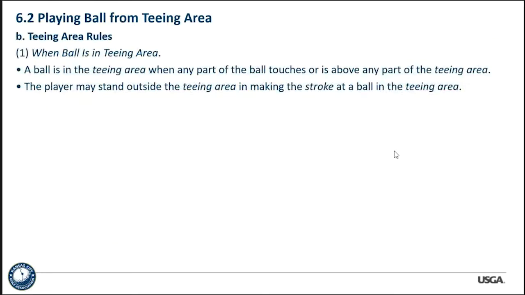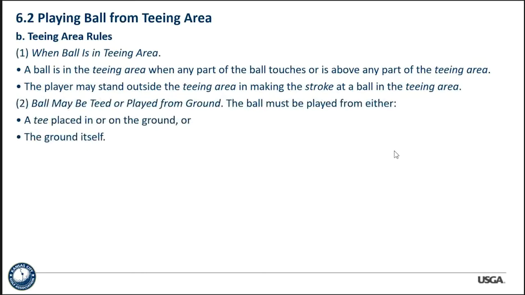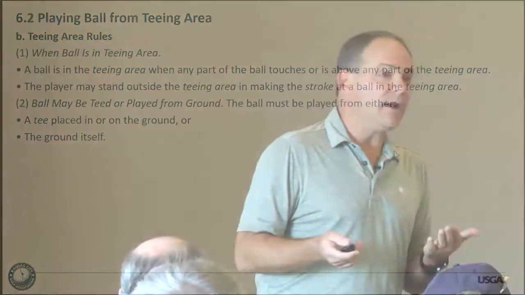A ball is in the teeing area when any part of it is touching or above any part of the teeing area. This is the same rule that it currently does. If any part of that ball is within that teeing area that is defined by the 2 club lengths and the outside edges of the tee markers, it is in the teeing area. A player may stand outside the teeing area and make a stroke at a ball in the teeing area. The ball may be teed or played from the ground. The ball must be played either on a tee or the ground itself. And notice we're now past the point where it doesn't say starting the play of the hole. So if that ball is in play or in the teeing area, you can do this. These rules apply.